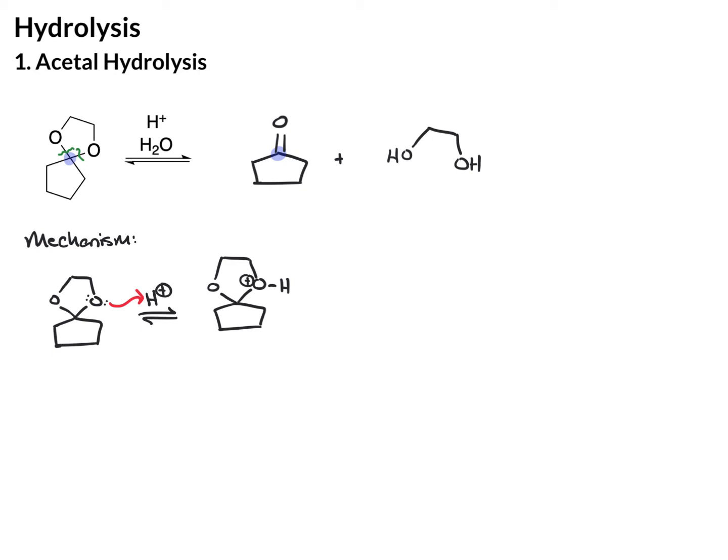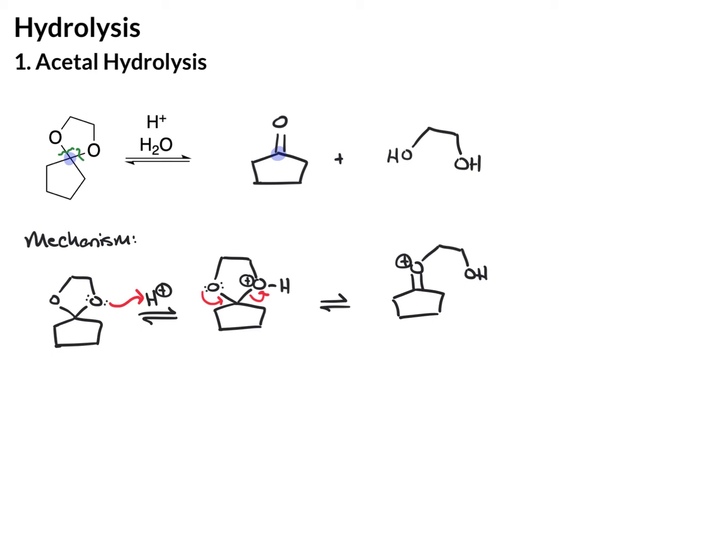Okay, the next thing that's going to happen is we're going to break that carbon-oxygen bond. I'm going to use a lone pair on the neighboring oxygen to assist me. And when we do so, we get this intermediate.